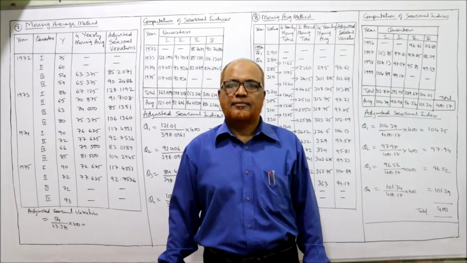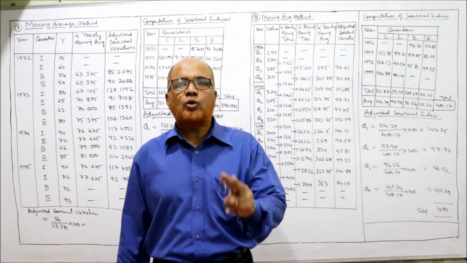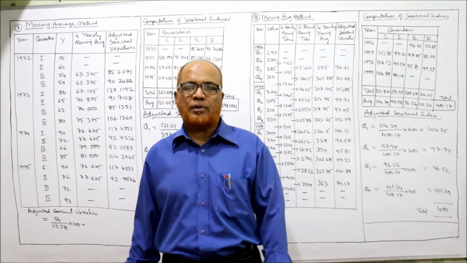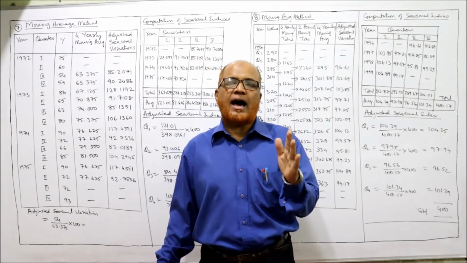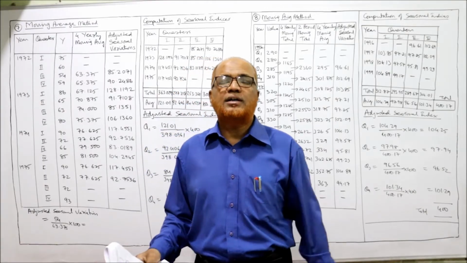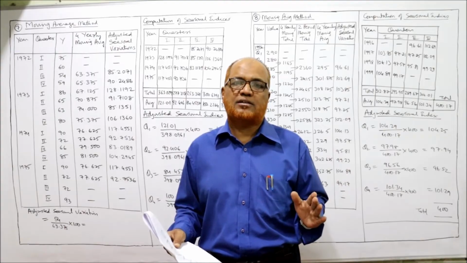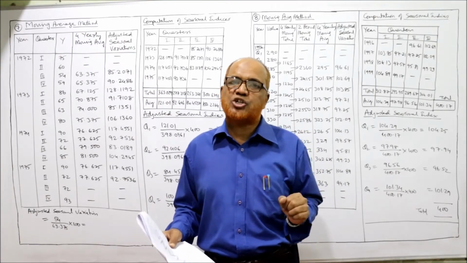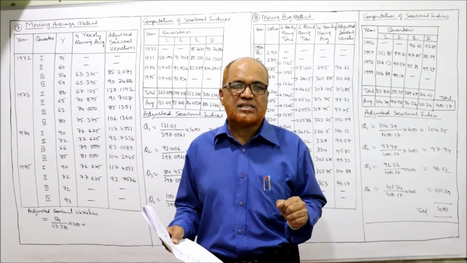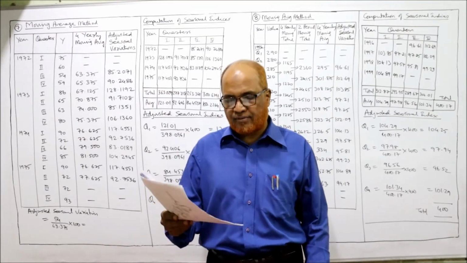Come on, now we'll start the next problem, the 7th problem. We have already applied two methods in the previous problems. The first method, simple average method. Second, ratio to trend method. Now the third method is the ratio to moving average method. For calculating seasonal variations, seasonal indexes, we are applying ratio to moving average.